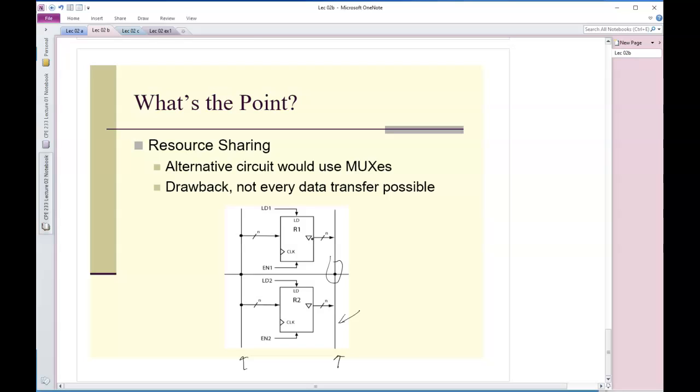So because I have less hardware, I've lost functionality, but the trade-off is I have less hardware. If this works for me, since it certainly has less hardware, I'm going to use this. If this doesn't work, I'm going to drop some muxes in front of this thing and add extra routing, and I'll be able to swap this data at the same time. Okay.